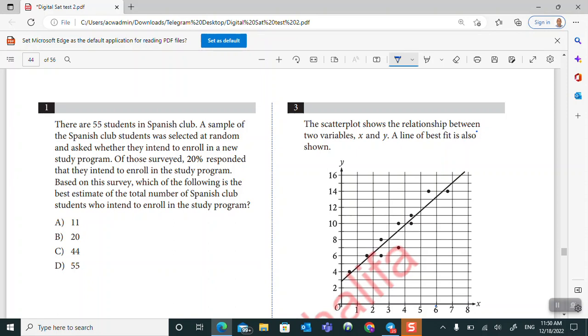So all what you have to do is firstly underline the given data, which is 55 students. We have 55 students in the Spanish club, and we have 20% of which responded to enroll in the study program, and that's what's required for us to find. So we're going to multiply the total number of students times the percentage of those who enrolled in the study program. So 55 times 0.2 is equal to 11. So A is the correct choice.